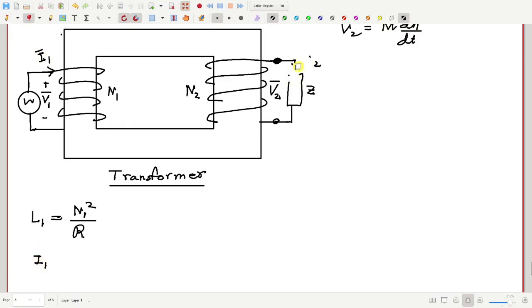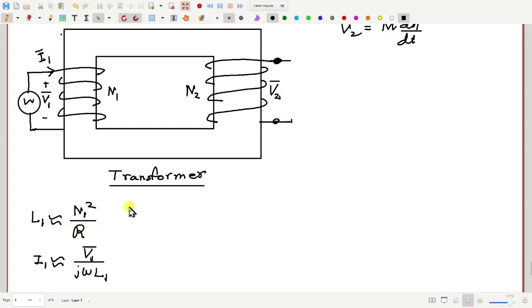Now assume, for simplicity, that nothing is connected in the secondary. Then I1 will be V1 divided by j omega L1, assuming the resistance of the coil to be negligible. You can use a very good conductor, so resistance is negligible. This is still an approximation. In fact, L1 equal to N1 squared by reluctance, these things are all approximate results.